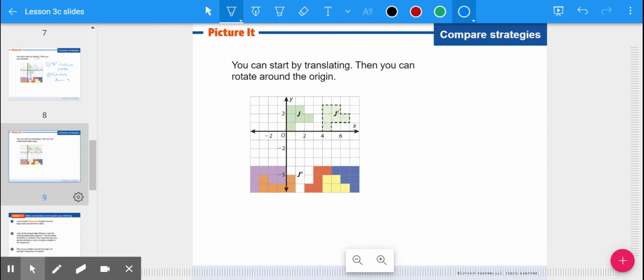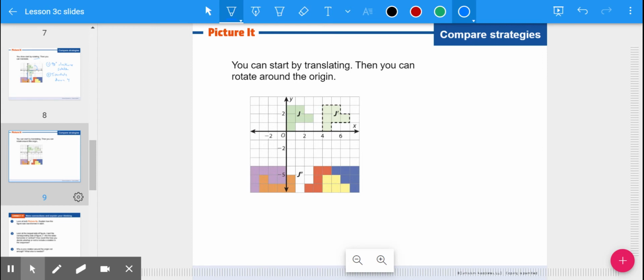Now, did you try it a different way? This is another way that I thought to try it. You could start by translating it. Then you could rotate it around the origin. Now this one's a little bit trickier. I didn't visualize this one right away, because if you want to do it in two, I mean, you could translate it a little bit, rotate it, and then translate it again.